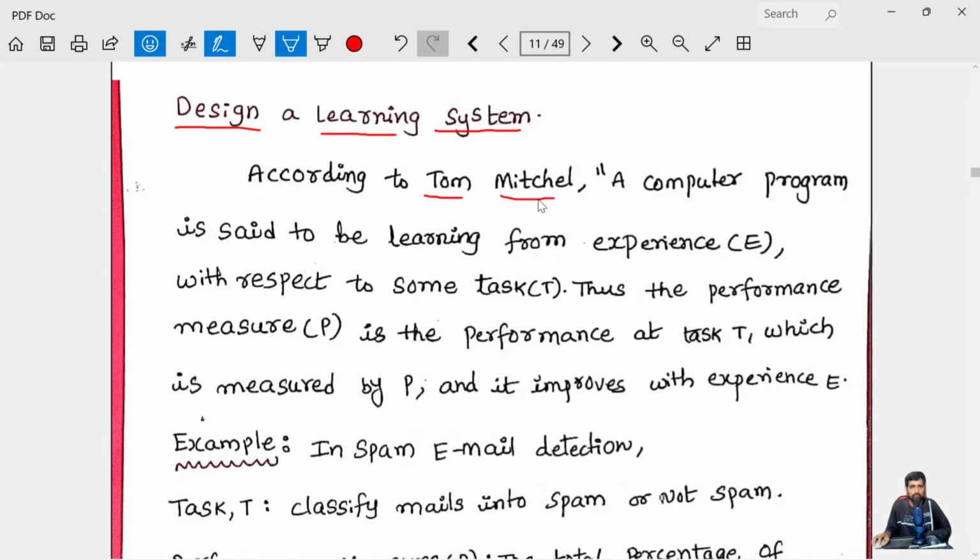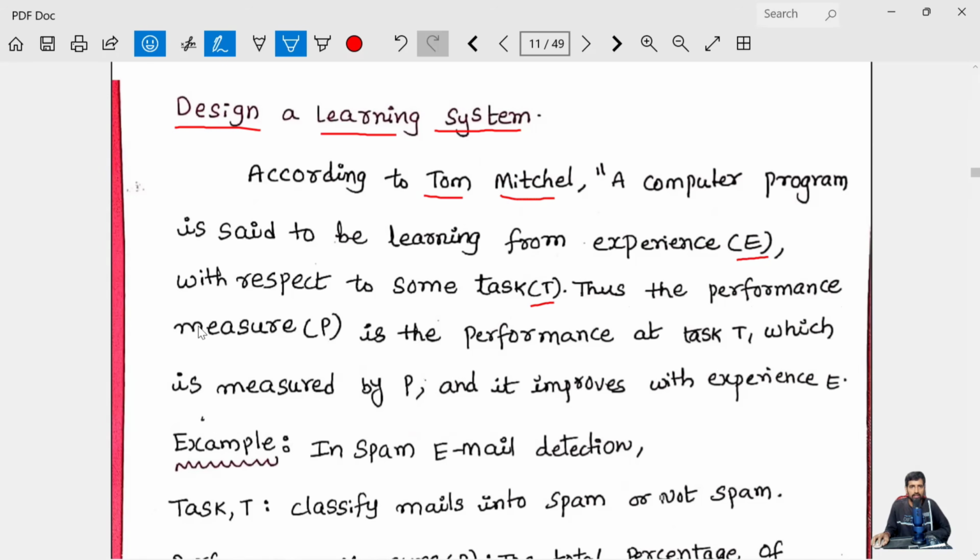So according to Tom Mitchell, what is the meaning of this learning system? A computer program is said to be learning from the experience. Okay. So it is going to learn from its experience, which is indicated with capital E with respect to some task T. After completion of some task, it receives some experience, which is indicated by capital E.